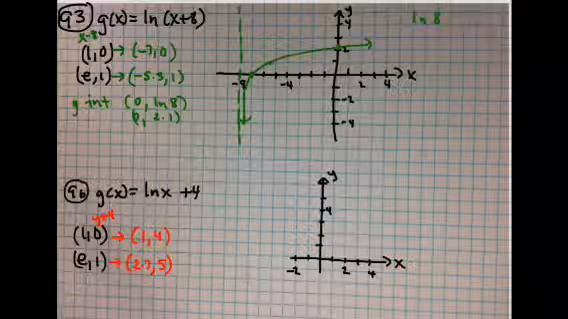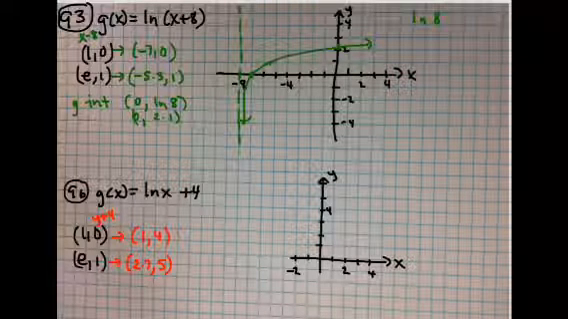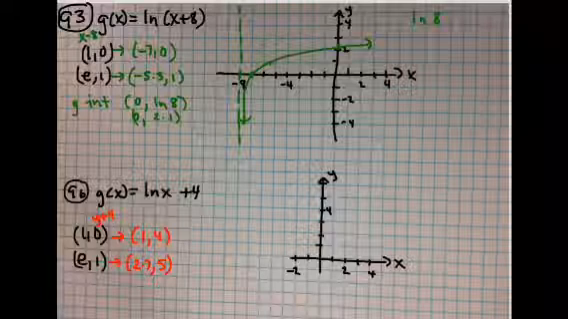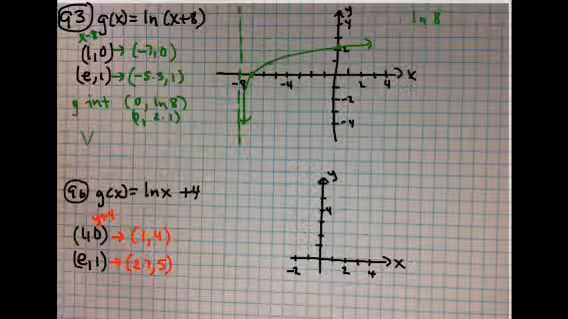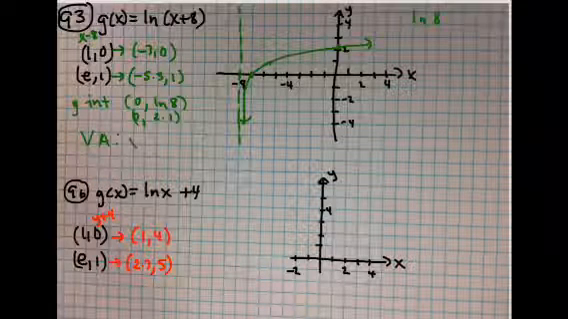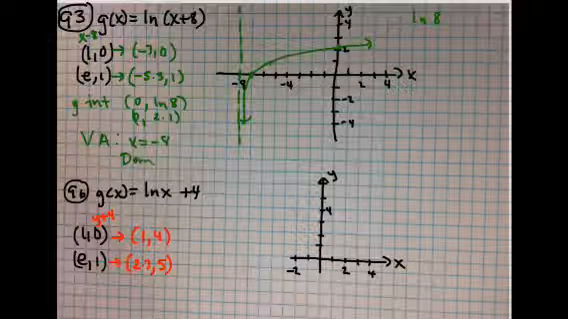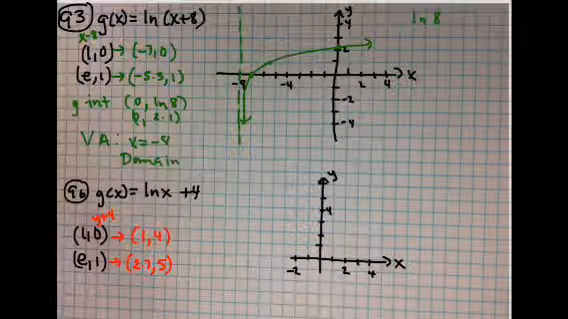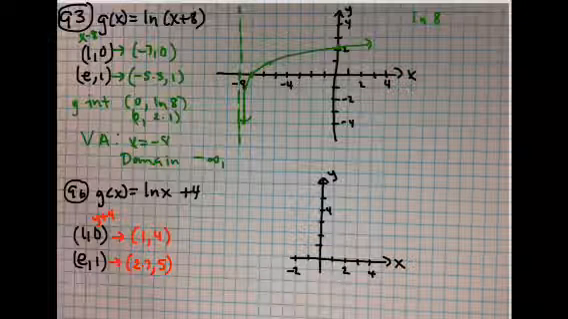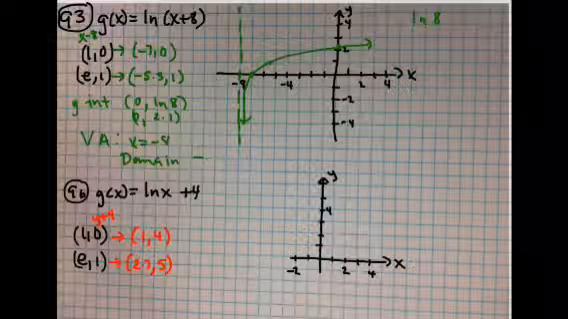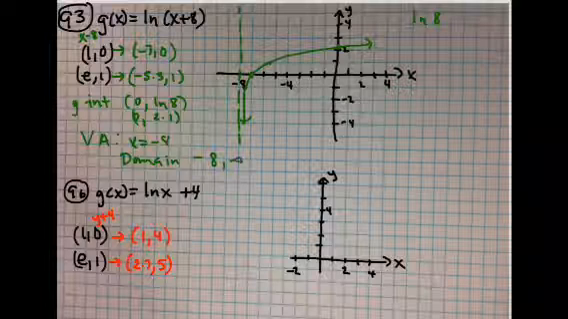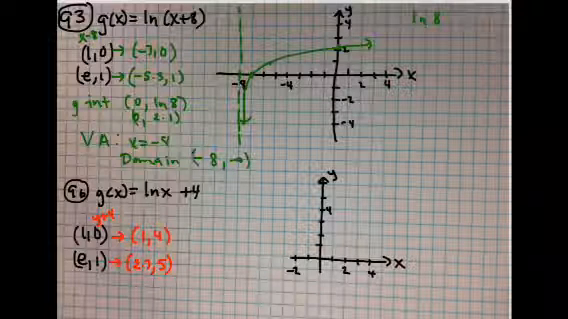For 96, the translation is up 4 units. It goes up 4 units. So the vertical asymptote, and I forgot to put vertical asymptote. So here the vertical asymptote would be x equals negative 8. The domain is everything greater than negative 8, and the range is all reals.